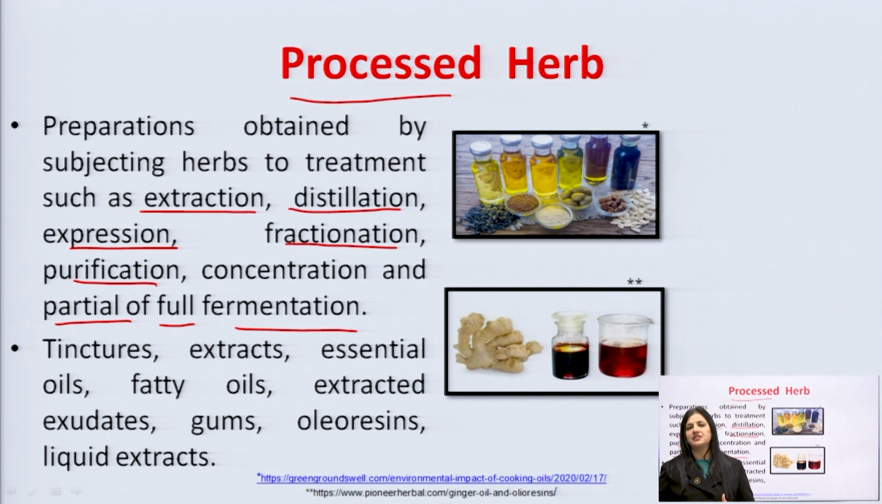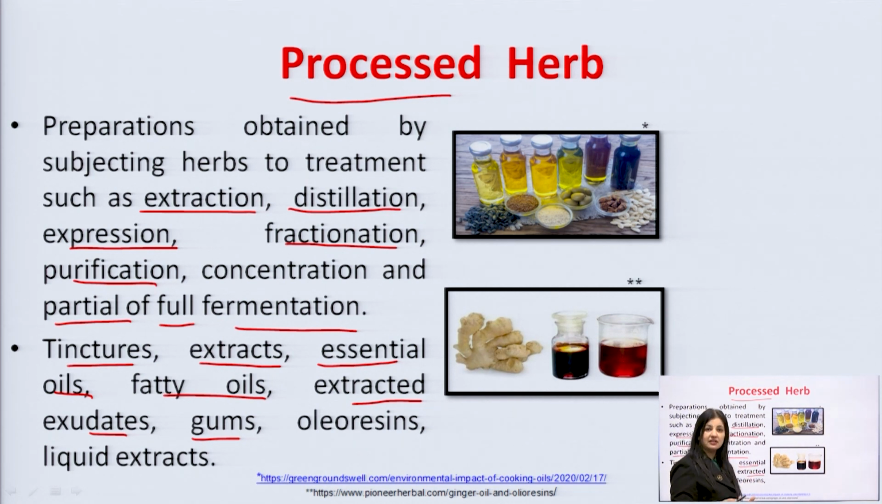So what do we get out of these crude extracts which are processed now? We do get tinctures. You might have heard of tinctures, ginger tincture, extracts, essential oils which you generally extract in your labs, fatty oils, extracted exudates, gums, gum acacia, gum arabic, oleoresin which is a combination of the resin and the oil, like balsam, and liquid extract. So these all are the examples of the processed herb.